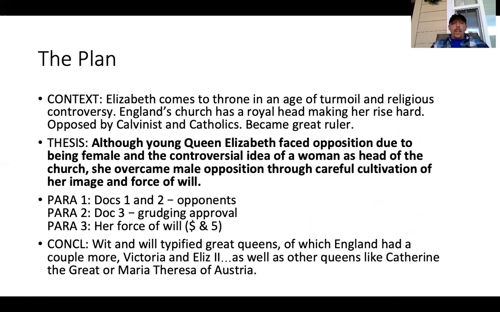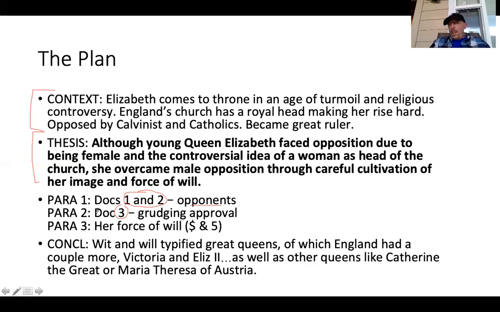So now what's that going to look like? So again, here's the context. We already did this in the previous slide. Here's the thesis. We already did that. So if I want to write a 4-paragraph essay, which is fine, I might take documents 1 and 2. So think about groups. How can I group the documents? Well, here are the opponents. I could take a little time at that third one from the tutor and talk about how for Elizabeth and yet kind of condescending, but perhaps he was playing a rhetorical game.